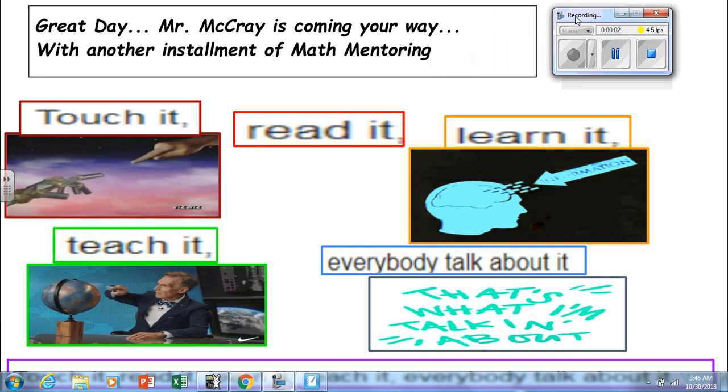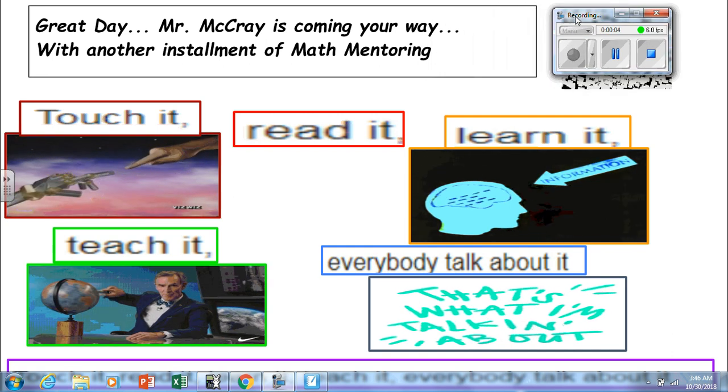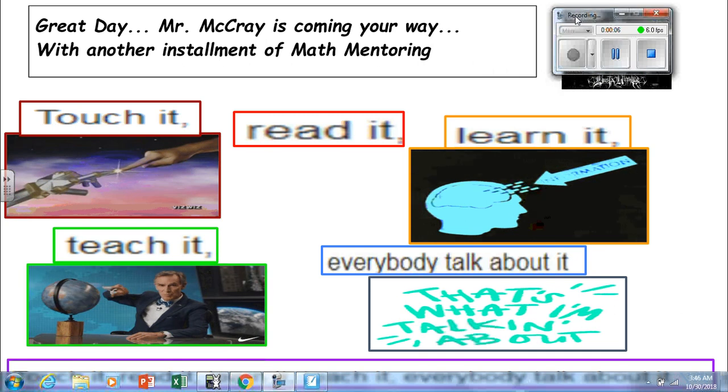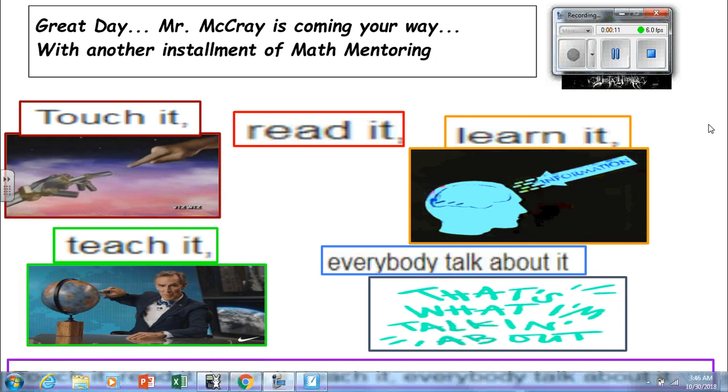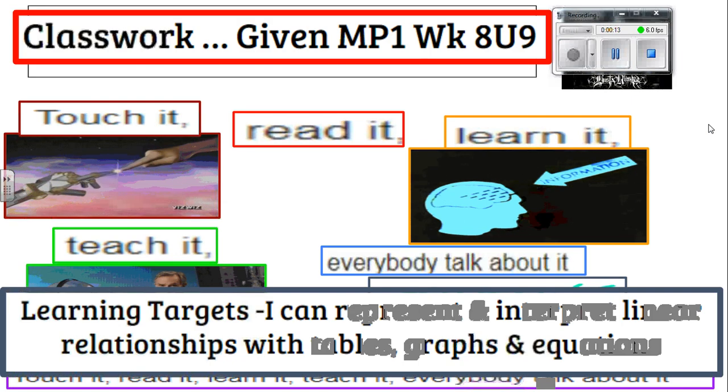Classwork review: I can represent and interpret linear relationships with tables, graphs, and equations. All right, let's get into it.